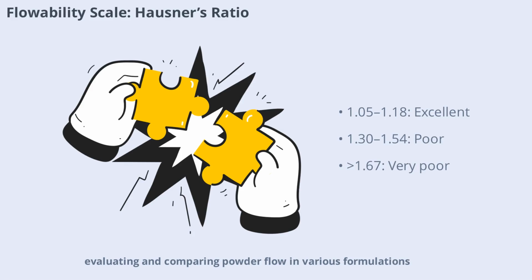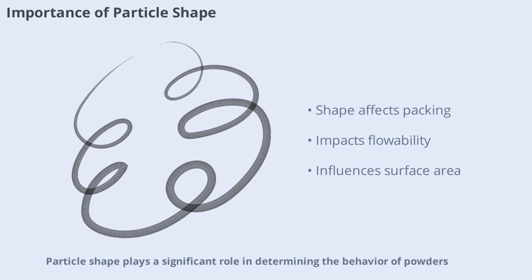This ratio is a quick reference for evaluating and comparing powder flow in various formulations. Particle shape plays a significant role in determining the behavior of powders. Irregularly shaped particles may not pack as efficiently as spherical ones, leading to higher porosity and lower density. Shape also affects flowability, compressibility, and surface area. Understanding particle shape helps in designing better formulations and improving product performance.